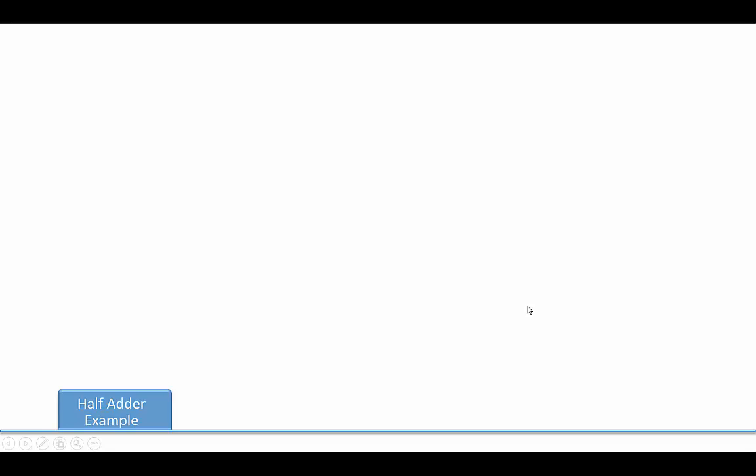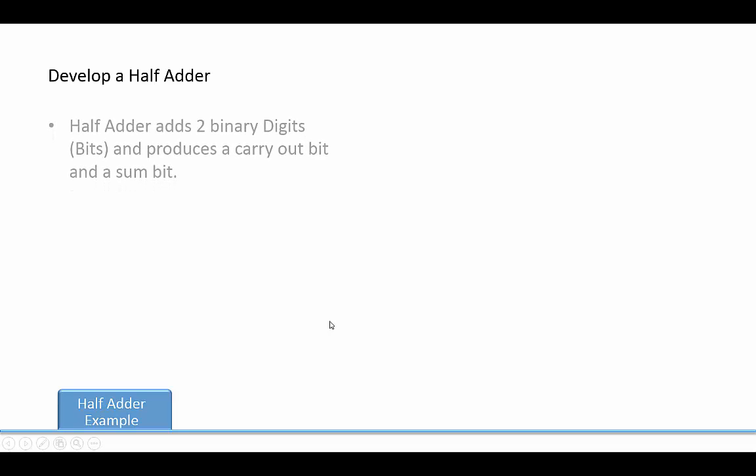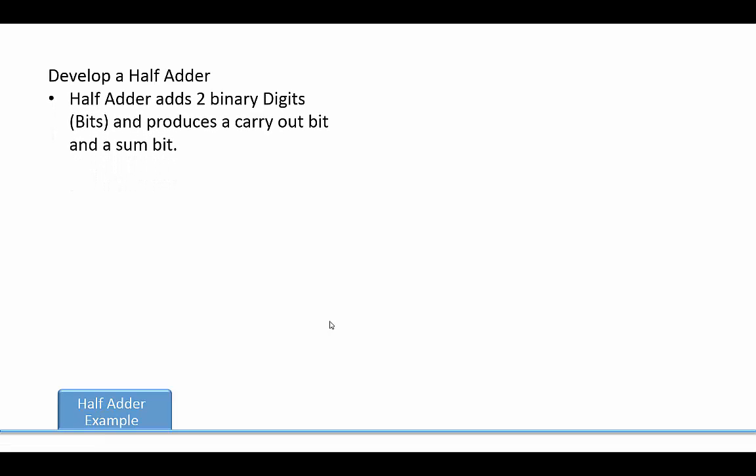This is just a very quick example that we'll use to introduce the FPGA and how to develop a small project to implement on an FPGA. Here we'll be using a half adder example. So basically what we want to do is develop the logic necessary to add two binary digits together.